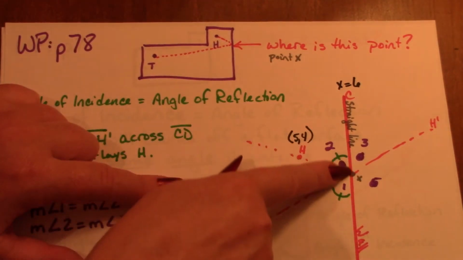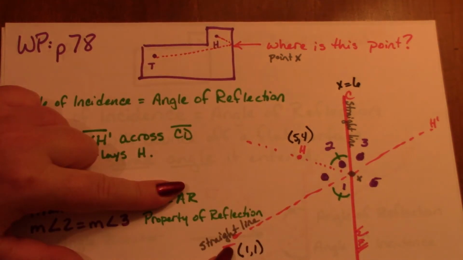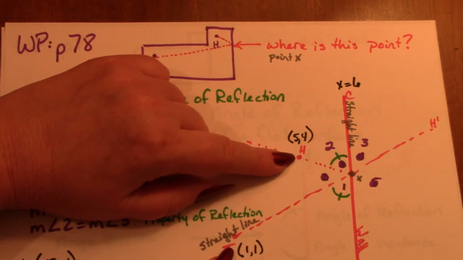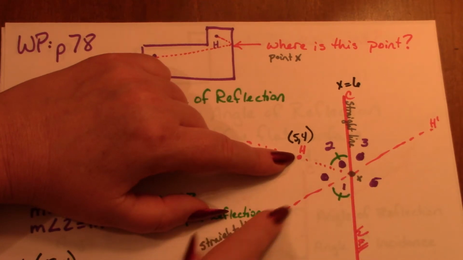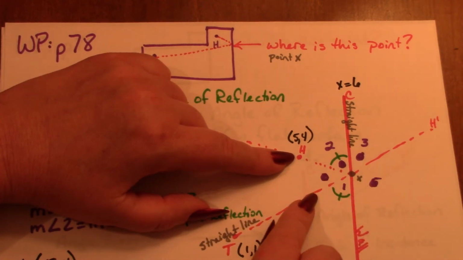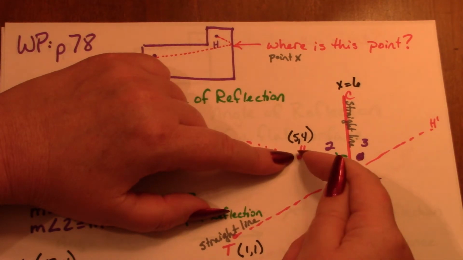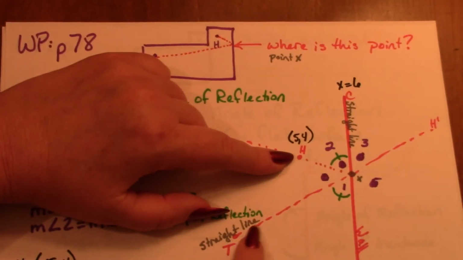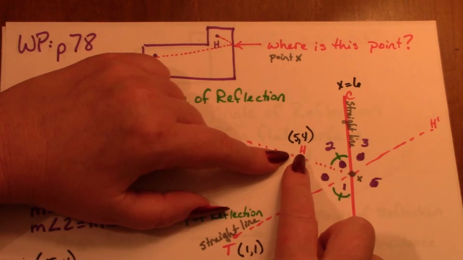So this is our straight line wall, and this is our T, and we're trying to hit it into the hole. The angle that we hit this wall with, angle 1, equals the angle that it will reflect off of, angle 2. The angle of incidence equals the angle of reflection.